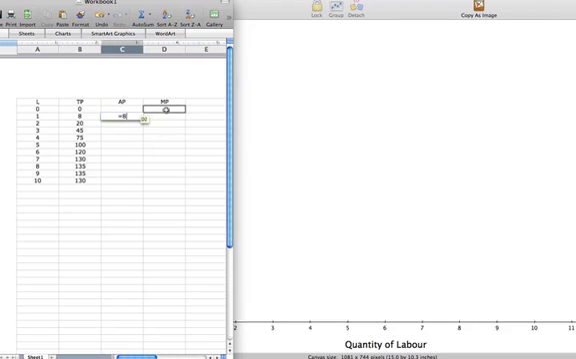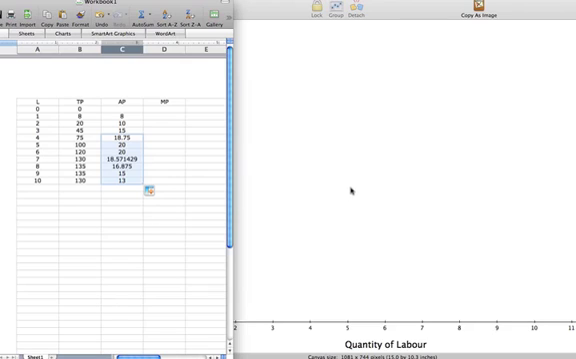We simply take our total product of 8 and divide it by 1 unit of labor. We can do the same thing for when we have 2 workers. We can take our total product of 20 and divide it by our 2 workers. We can do the same thing for when we have 3 workers: 45 divided by 3. And we continue on: 75 divided by 4, 100 divided by 5, and so on to get our average product.